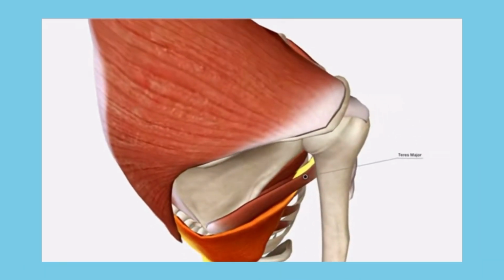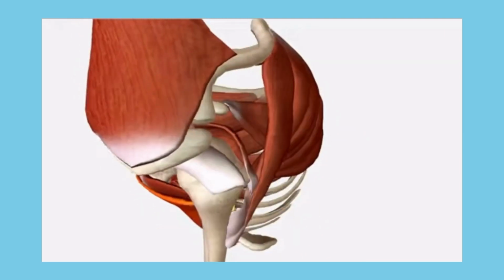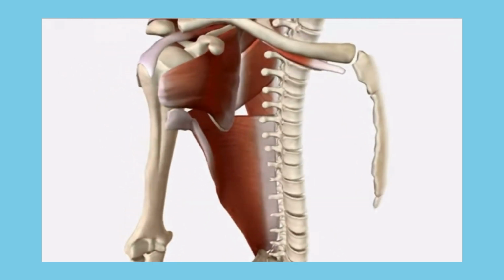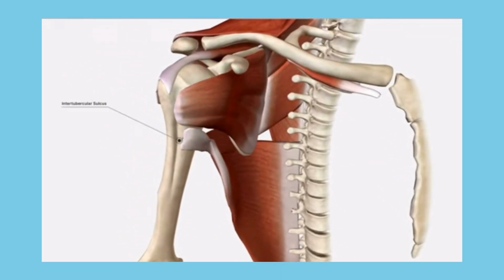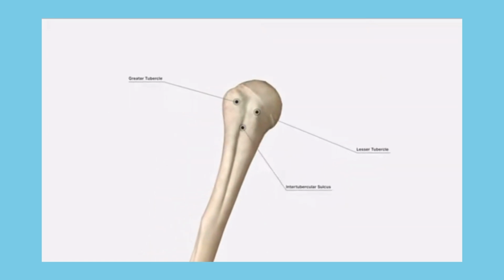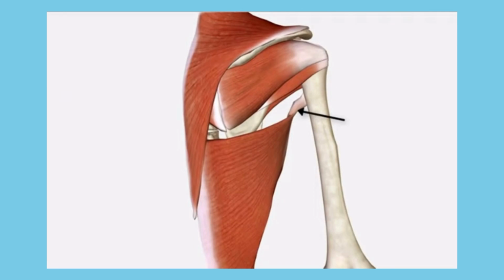The muscle winds round the lower border of the teres major and forms the posterior fold of the axilla. The tendon is twisted upside down and is inserted into the floor of the intertubercular sulcus, which is present between the greater and the lesser tubercle.